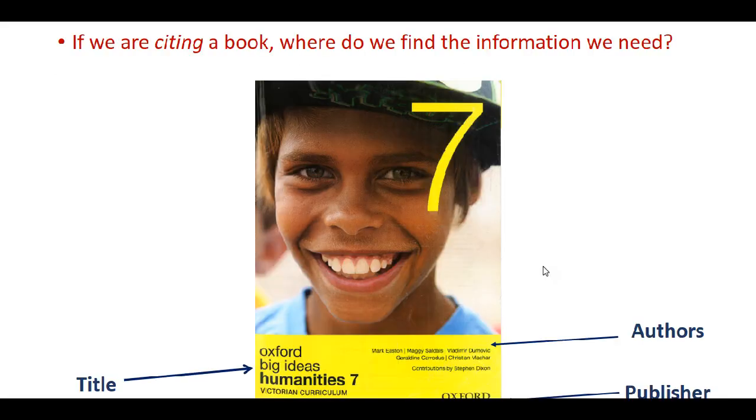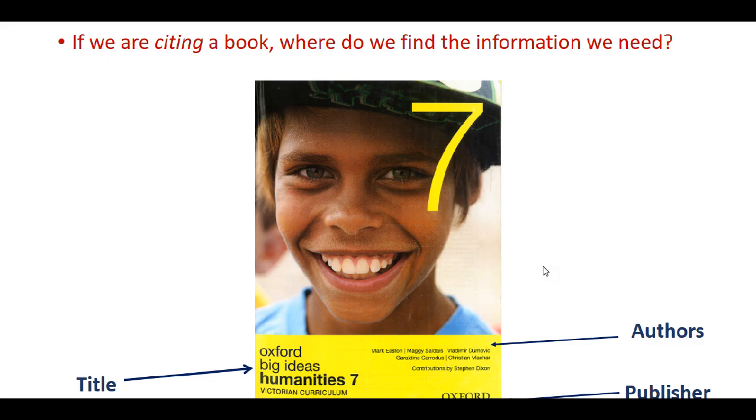So we're going to cite that book, and on the cover you can see that we can already get some of the information. We can also get that off the cover page. Okay, so we can see that the title is Oxford Big Ideas Humanities 7, and the authors, there are a lot of them, but for this purpose we're only selecting one author. We're not going to go through the whole process of selecting many. And I know that Oxford is the publisher.